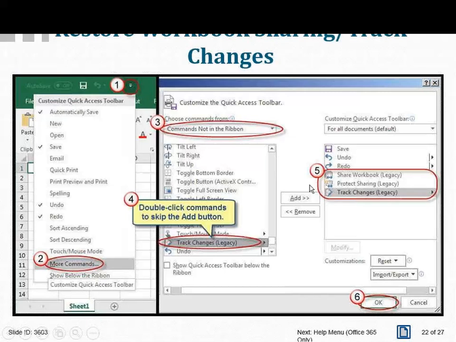With regard to bringing commands back from the basement, if you wanted to use the traditional track changes or share workbook commands, you can add them to your quick access toolbar. So step 1, we go to the menu at the arrow at the end of the quick access toolbar. Step 2, we go to more commands. Step 3, we'll choose commands not in the ribbon. And we can then search, and so we can find track changes, we can find share workbook and all that. Notice these are tagged legacy, so those are on the endangered list.